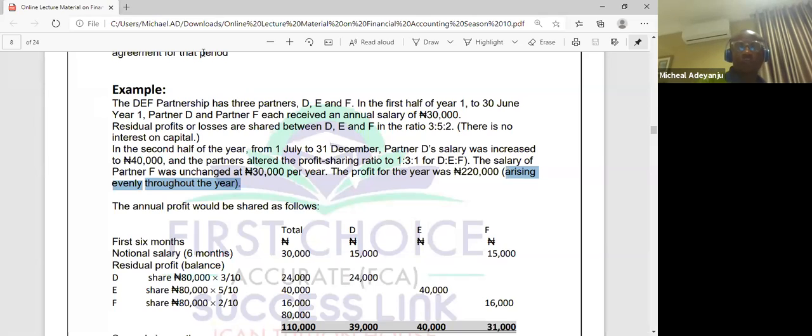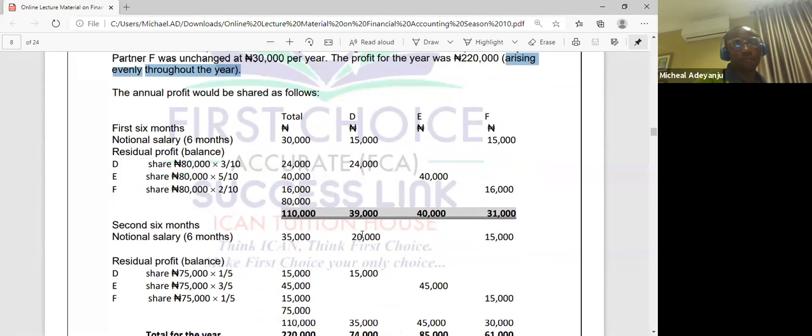But then out of that 110,000 naira, 30,000 naira has been paid as notional salary. So how much is left? We are left with 80,000 naira. Then the old profit sharing ratio was 3, 5, and 2. So that's how we have 3/10, 5/10, and 2/10. And we got our figures: 24,000 for D, 40,000 for E, and 16,000 for F.